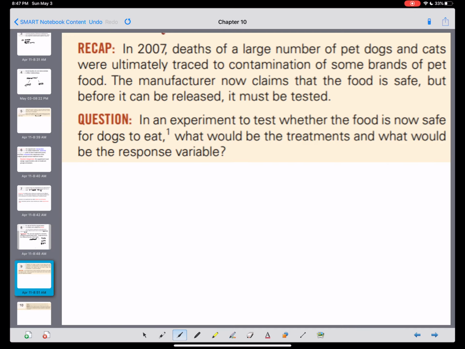So let's look at this example right here. In 2007, once again, it's about the pet food. The manufacturer now claims that the food is safe. So now they say that the food is safe. But before it can be released, it must be tested. In an experiment to test whether the food is now safe for dogs to eat, what would be the treatment and what would be the response variable?